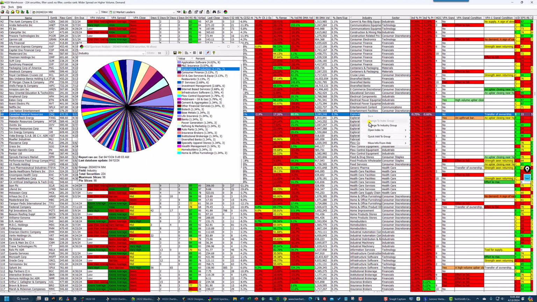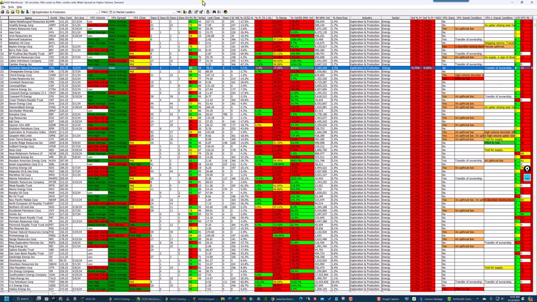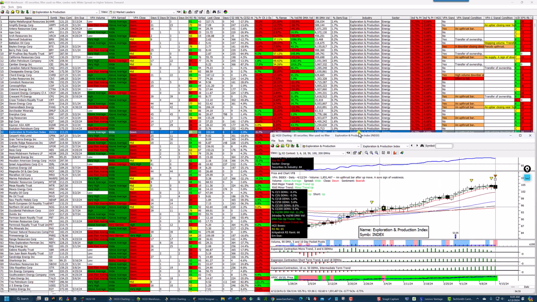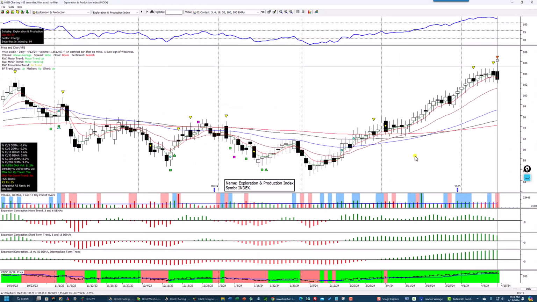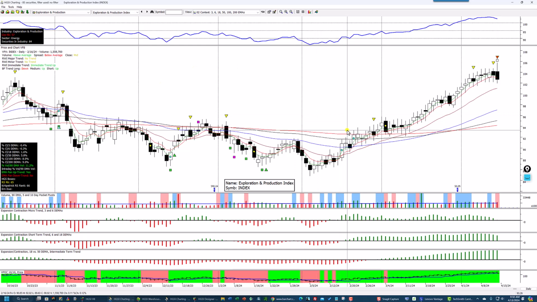Exploration and production. I want to change to the industry group, and let me see if I can. Here's the index. Let's bring the index up. And what am I on here? The 14th of March is where I currently am. So right here is the 12th, 13th, 14th.